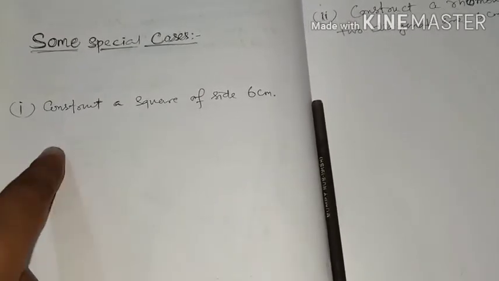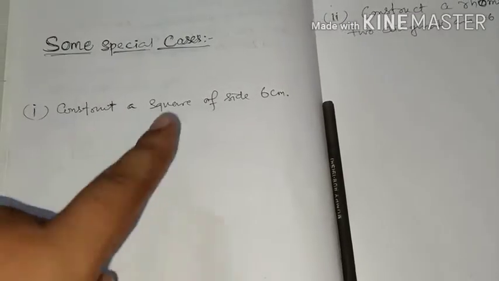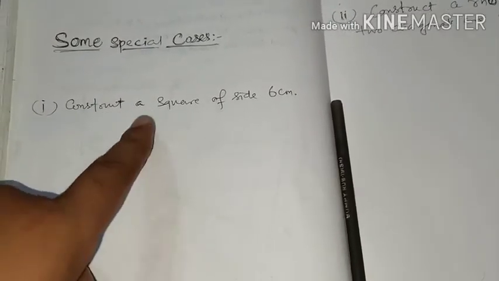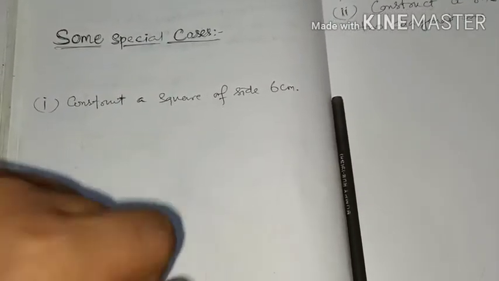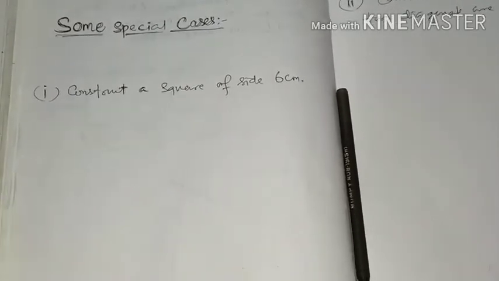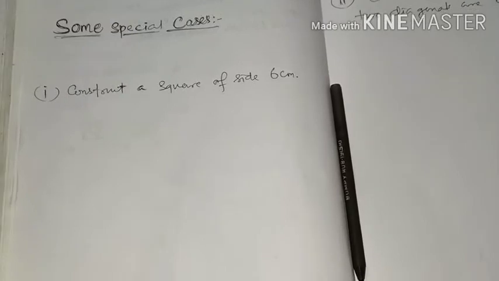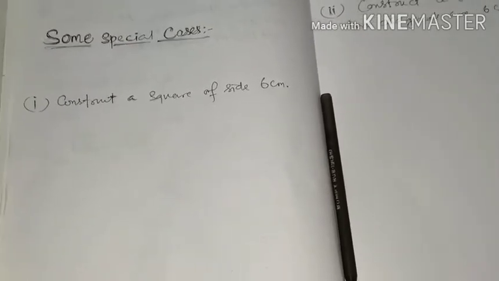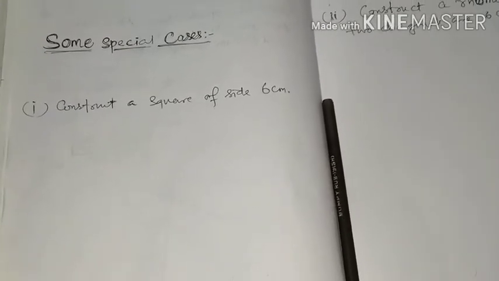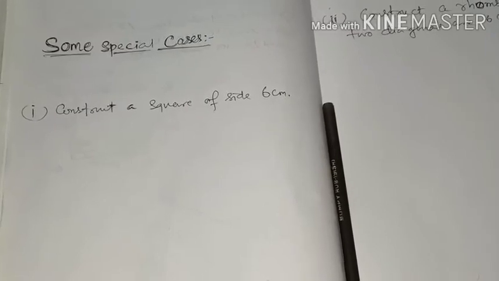Students, if it is given that we have to construct a special type of quadrilateral known as a square, to construct a square of side 6 centimeter, you just see here only one measurement is given, and you know that we need 5 measurements to draw a quadrilateral, and here only one is given. Then how can we construct it?